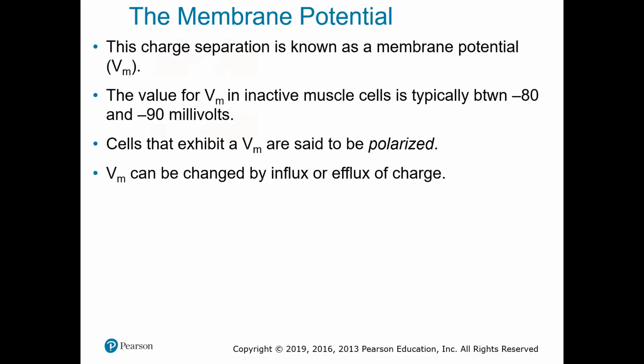The membrane potential is the difference between the charge on the outside and the inside. A muscle cell at rest has a membrane potential of about minus 90 millivolts. And our cells are polarized, just like a battery. Batteries have a positive end and a negative end. Well, cells have a positive outside and a negative inside, and that is the membrane potential. In muscles, and remember this, a muscle cell at rest has a membrane potential of minus 90 millivolts, a positive outside and a negative inside.